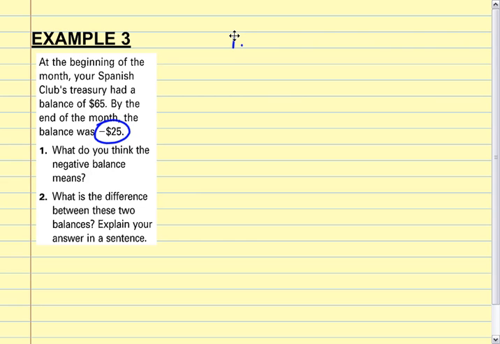That's true. But what would we call a negative balance? Well, they had to borrow it to spend it. But you know what we might call it? We might call it debt. It's how much they owe. So they're going to have to collect some dues to pay that money back. They may have borrowed it from the school or their sponsor, right?